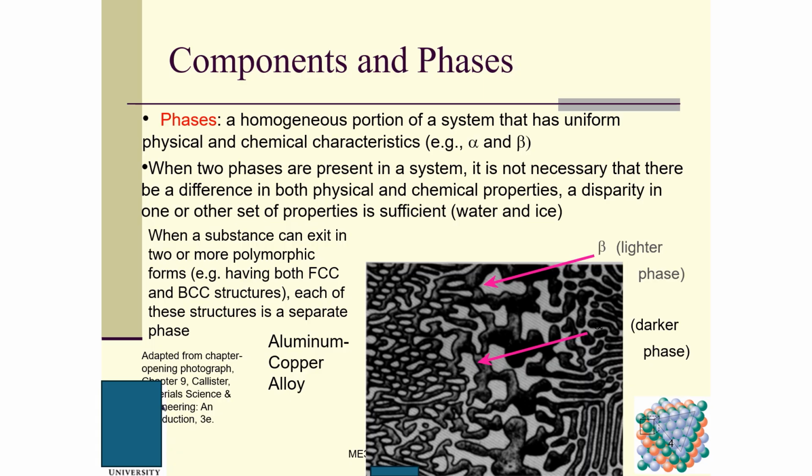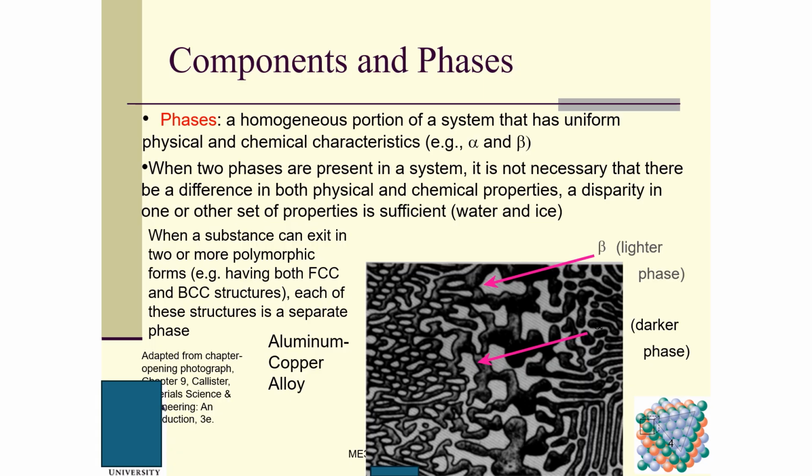One more time. If there is at least one different property, and this property can be physical or chemical, then these two materials, even though they are the same in all other aspects, are still called two different phases. I want you guys to know that.